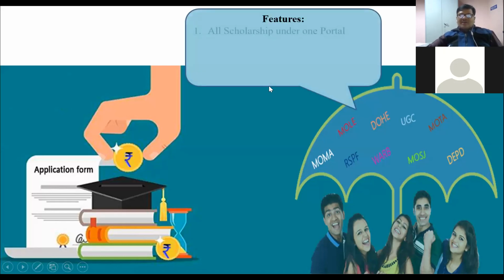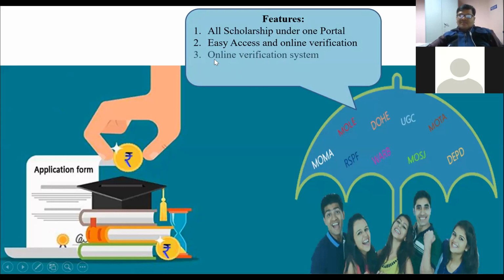So what are the benefits of this National Scholarship Portal? Almost all scholarship schemes are under this portal, and all the scholarship application forms are easy to access. An online verification system is there, either by the institute as well as the government agencies or government departments of different ministries. They also verify your scholarship form, whether it is acceptable and the eligibility criteria are met. If it is accepted, then only direct disbursement to the student's bank account can be done. So those are the features of the National Scholarship Portal.